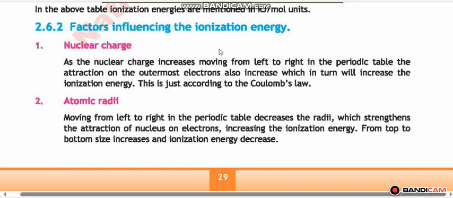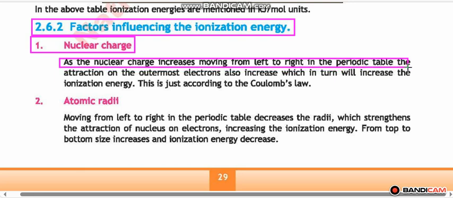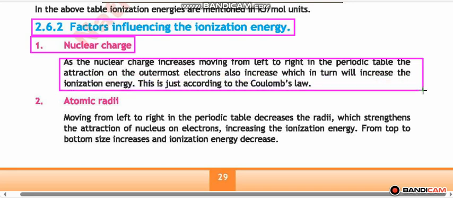Now students, we will discuss the factors which influence the ionization energies. Number one is nuclear charge. As the nuclear charge increases moving from left to right in the periodic table, the attraction on the outermost electron also increases, which in turn will increase the ionization energy. This is just according to Coulomb's law.